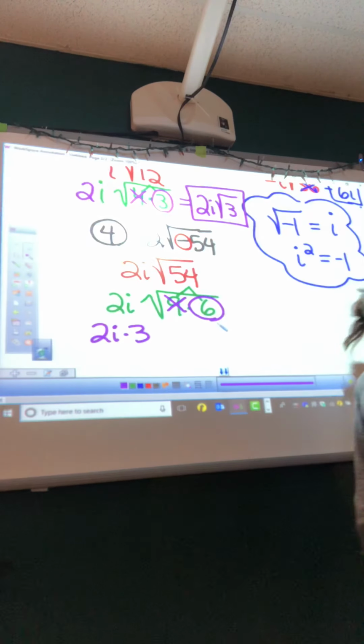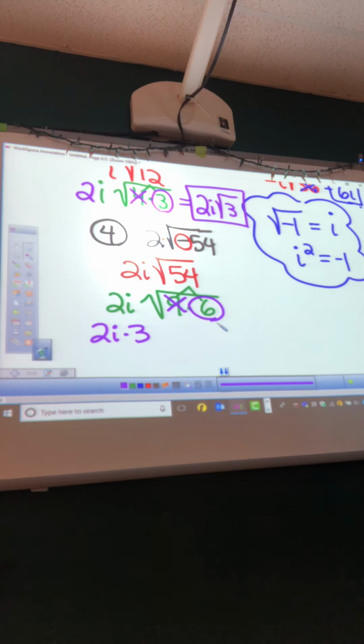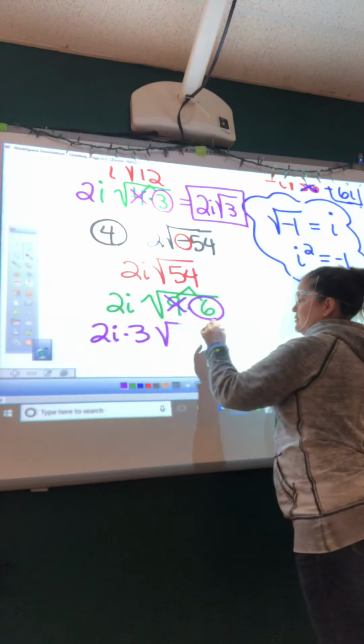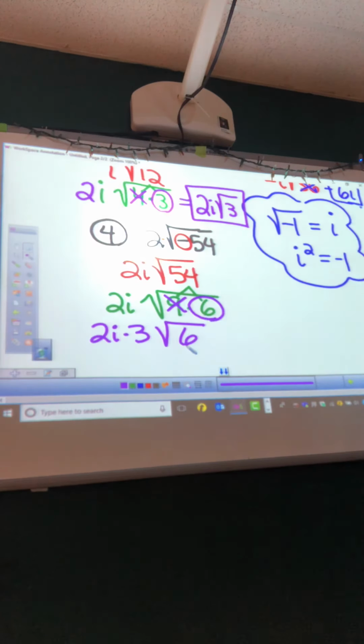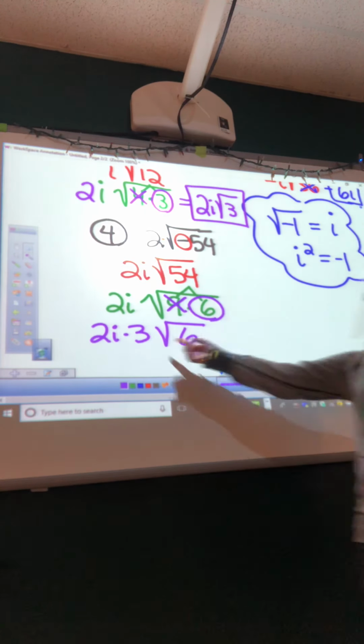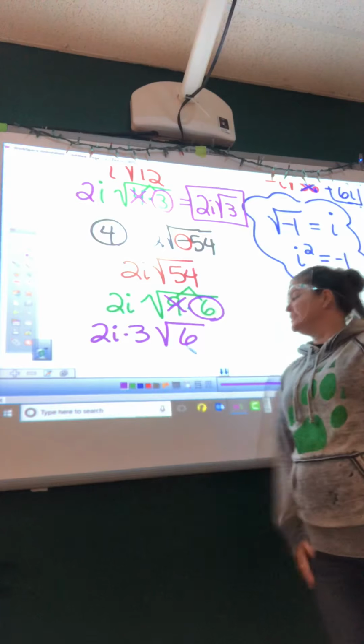Is the 6 going to break down? No, because what are the factors of 6? 3 and 2. Both of those are prime numbers, right? So we're going to leave it as a 6. The only thing is, it sounds kind of goofy to say 2i3, right? So what do we really get? Yeah.